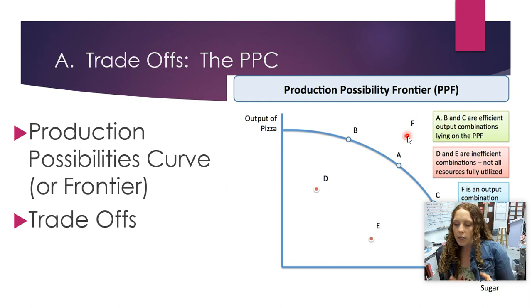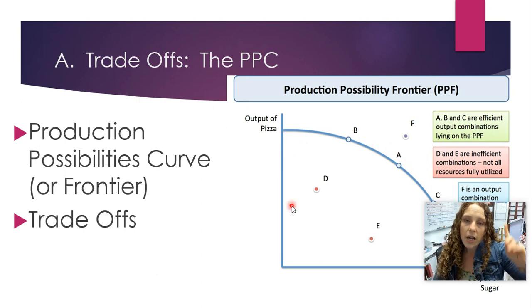But the PPC, again, it shows us scarcity. We see here that they can't produce just an unlimited amount of pizza. They can't just produce an unlimited amount of sugar. They only have enough resources to do something in here. Okay, so it's showing us scarcity. It shows us the trade-offs.